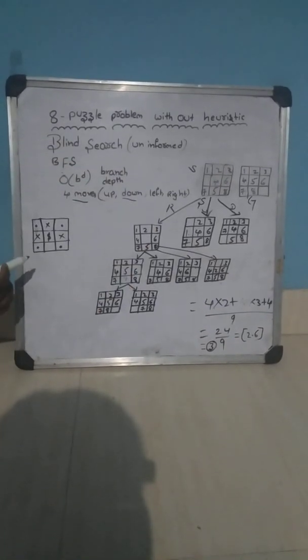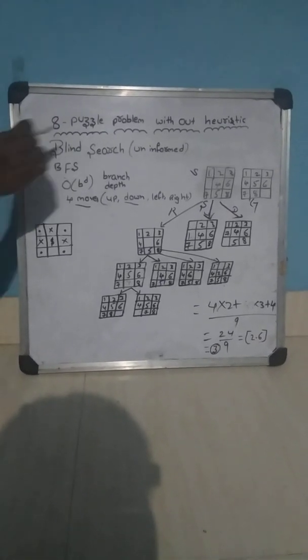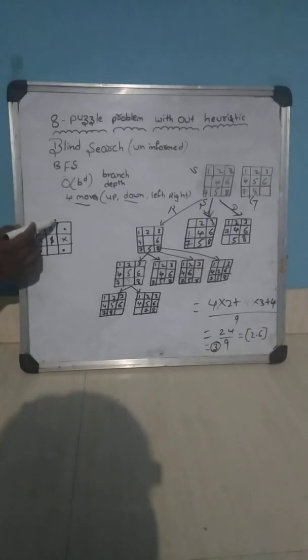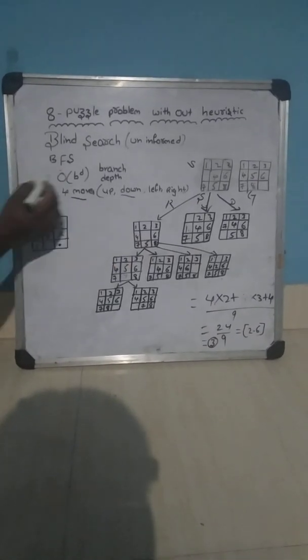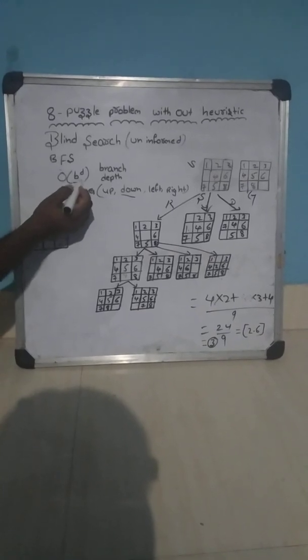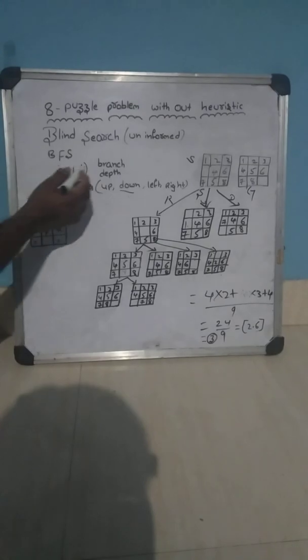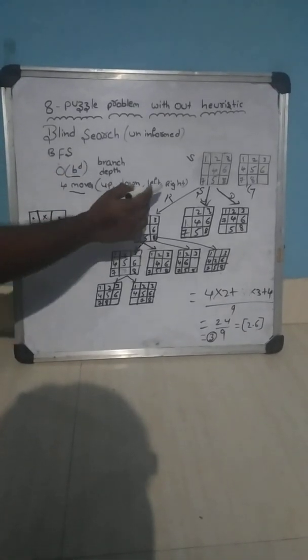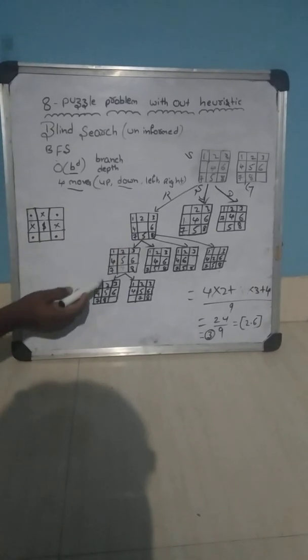The drawback of the 8 puzzle problem: with heuristic you can do it easily. Without heuristic, you can try all possibilities to get the solution. Definitely we get the solution, but it is a time consuming process. And I already explained in the previous classes what is BFD, that is branch factor, order of branch factor. So that is branch and depth. So how many levels will be there? Depth 0, depth 1, depth 2 and depth 3.